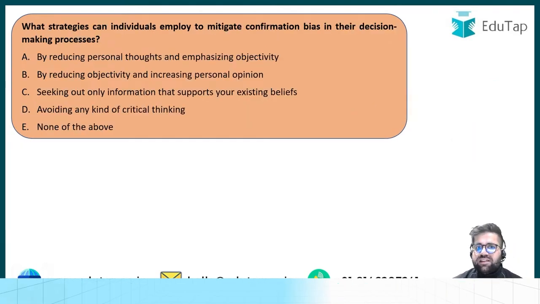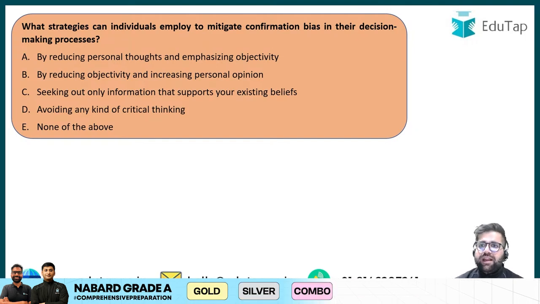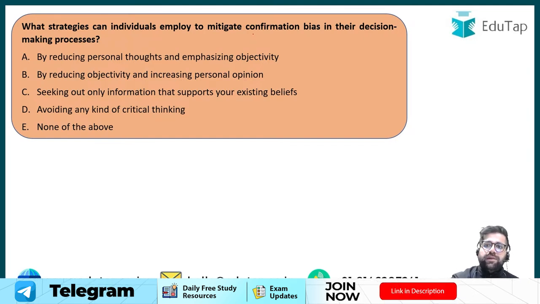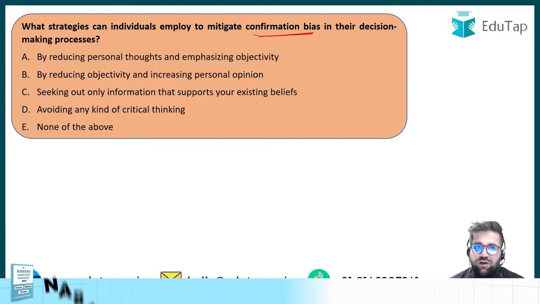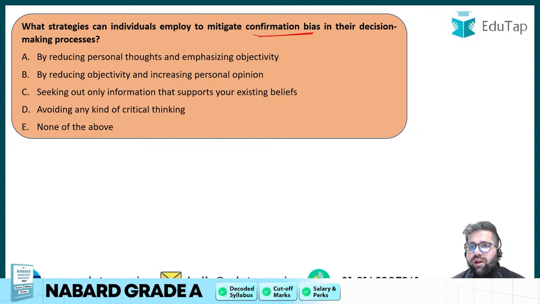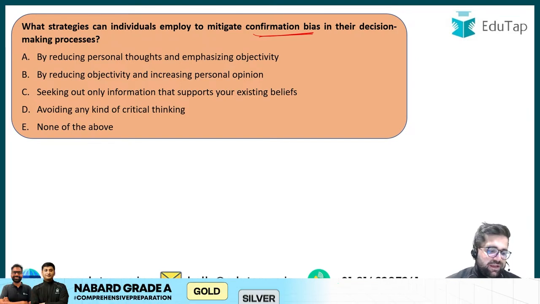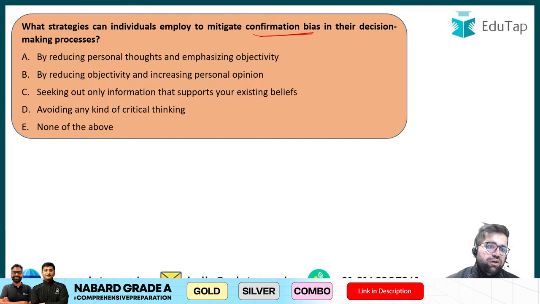What strategies can individuals employ to mitigate confirmation bias in their decision making process? Now to answer this question, first you have to understand the meaning of confirmation bias. I will wait for 10 seconds, or let's increase the time to 30 seconds. Let's see who gives me the right answer. What strategies can individuals employ to mitigate confirmation bias in their decision making process? Is it option A, B, C, D, or E?